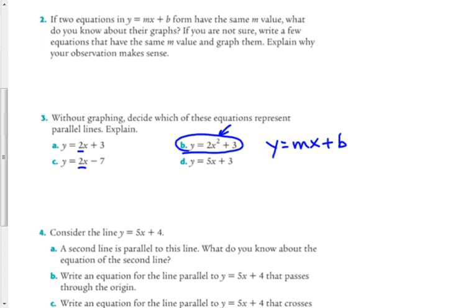All right, so explain. The way we're going to explain is because they have the same coefficient and they're linear.